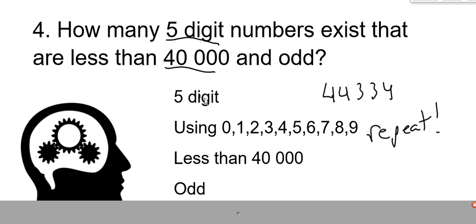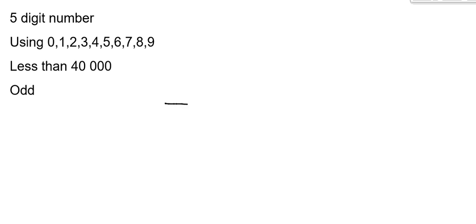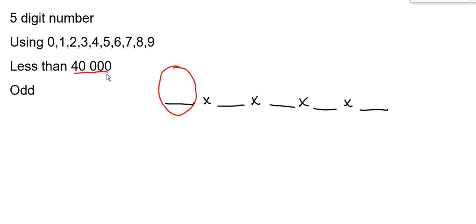So again, a 5-digit number using these characters, less than 40,000, odd. So the first thing is, if we're making a 5-digit number, I've got 5 decisions to make. So I write these to represent my decisions. So let's talk about the first character. It has to be less than 40,000. So I can't use a 4 or a 5 or a 6 or a 7 or an 8 or a 9. If I start with a 4, I'm more than 40,000, or I'm 40,000 exactly, and this says less than 40,000. So I know I can't start with a 4 and above. So I can start with a 3, I can start with a 2, I can start with a 1.